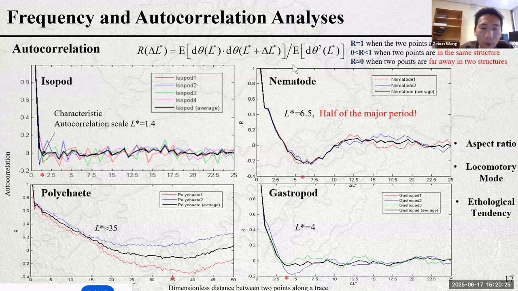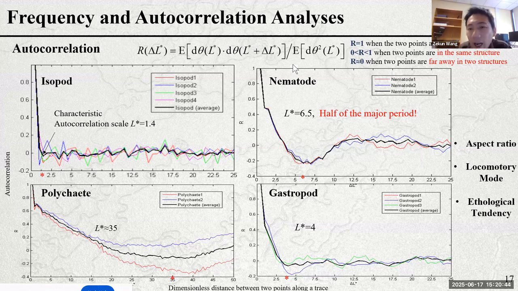And this is around 1.4 for isopod. This means an isopod can make a very sharp and abrupt turn only within 1.4 times of its body width. That's a very sharp turn. And for nematode, as you can see, this characteristic autocorrelation scale is around 6.45.